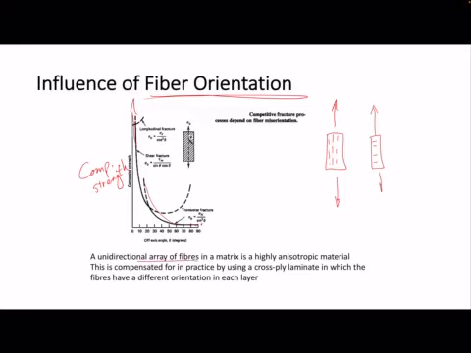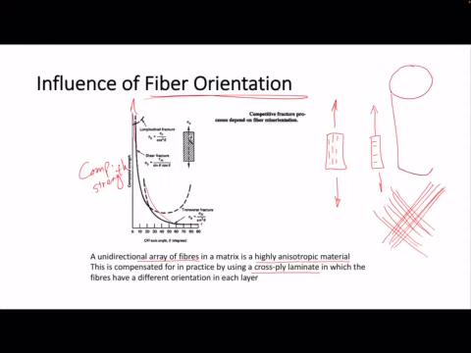So a unidirectional array of fibers in a matrix is a highly anisotropic material. So we're going to find that it has strength in just one direction. But this is compensated in practice by using a cross-ply laminate, in which the fibers have different orientations in each layer. So maybe at first you have your fibers like this, and then you come and you put down the next layer like that. And so it becomes a cross-fiber laminate. And also maybe if you have a sheet like that, if you roll it into a cylinder, then of course you add even extra strength.